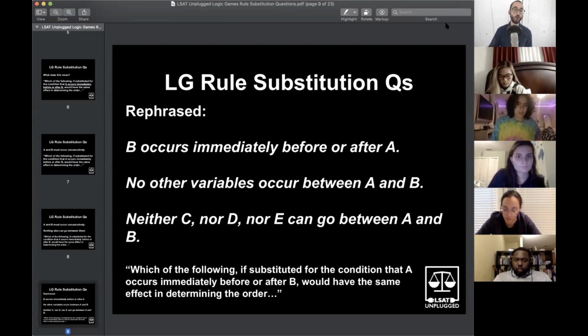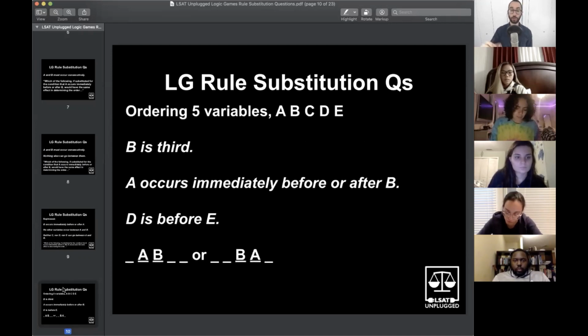That's the consequence. That's another way to frame it. And if you said none of C, D, or E could go between A and B, that would have the same effect, the same consequence, leading to the result that A and B were consecutive. And by the way, feel free to ask questions at any point. Just unmute yourself or type in the chat. I'm happy to address them as well as they come up.